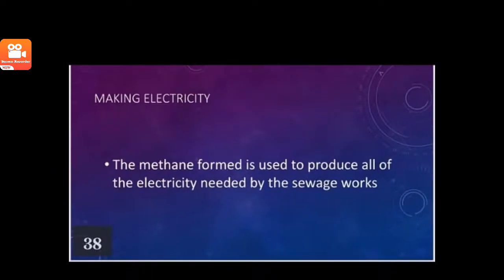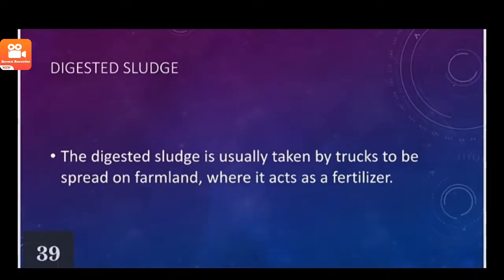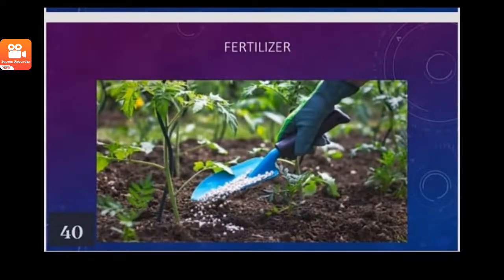The methane formed is used to produce all of the electricity needed by the sewage works. The remaining digested sludge is usually taken by trucks to be spread on farmland where it acts as a fertilizer. A fertilizer is any of the chemical compounds that fertilizes the soil.